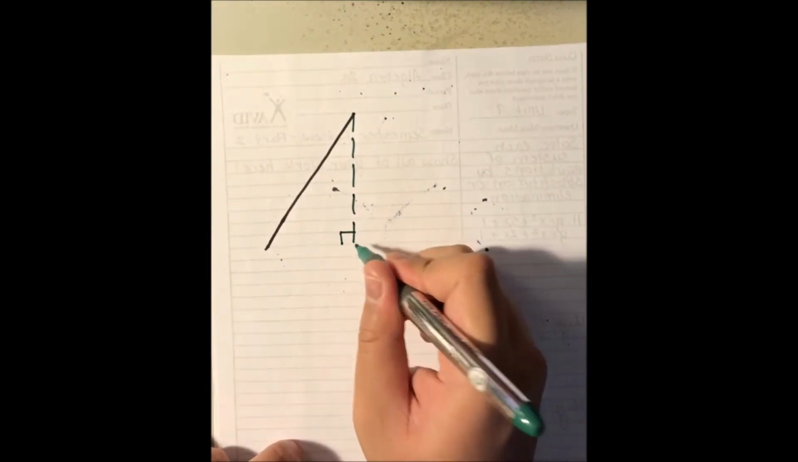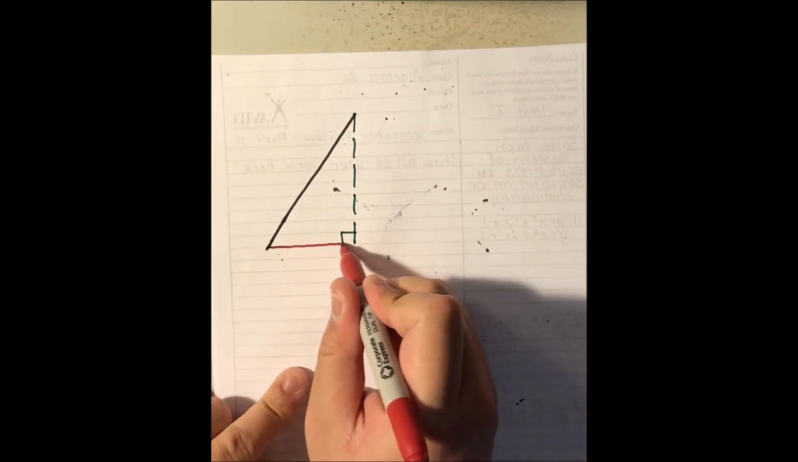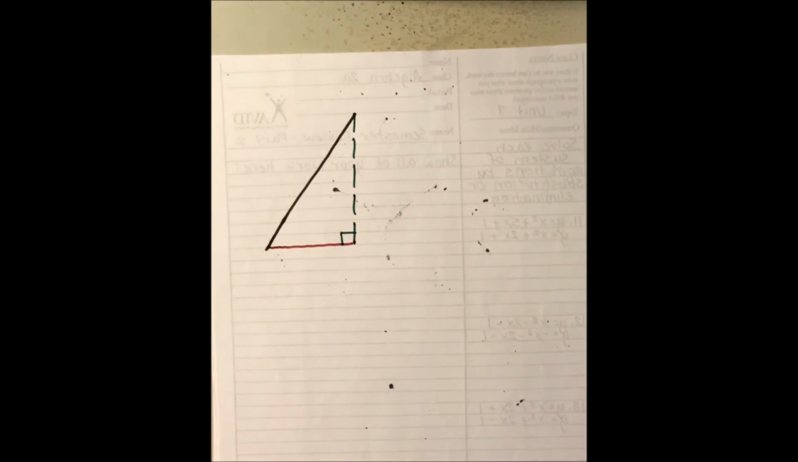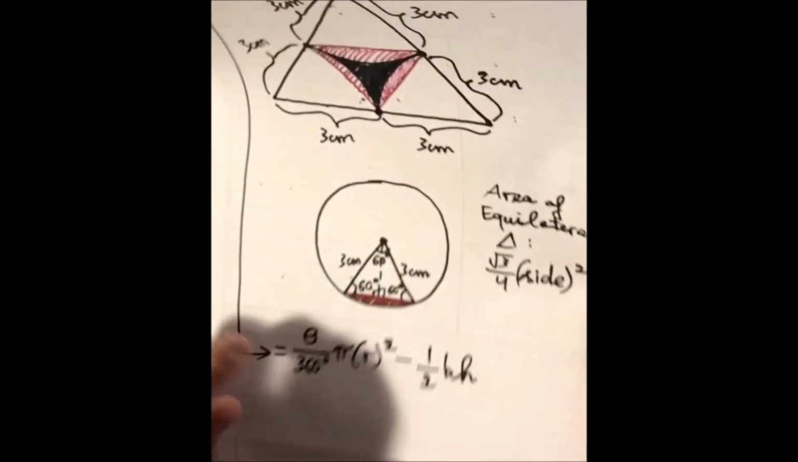This is the apothem in the green, and this is the right angle at the point of intersection. And this short leg here is half of the base of the triangle.